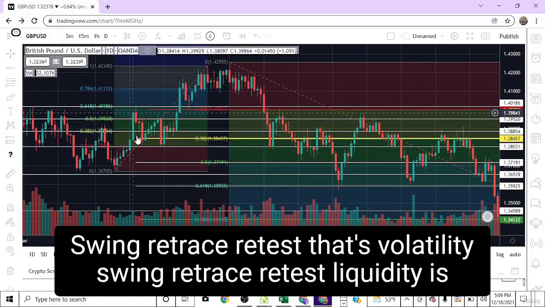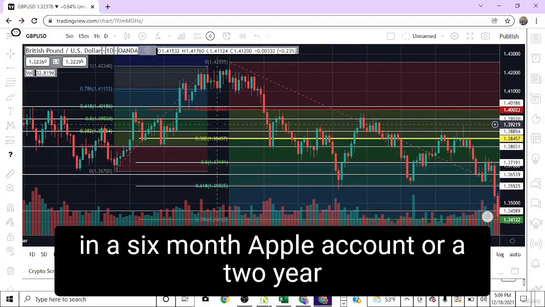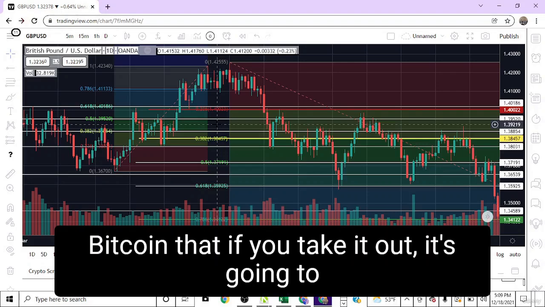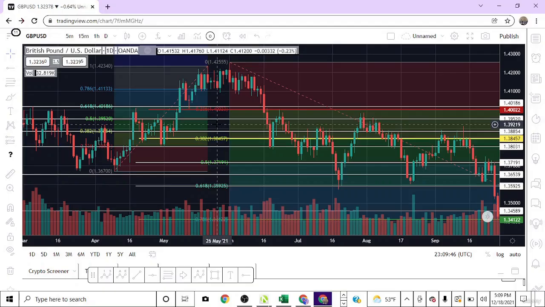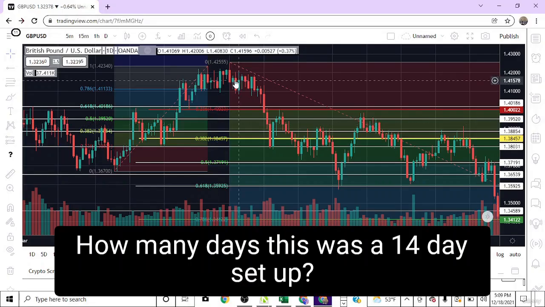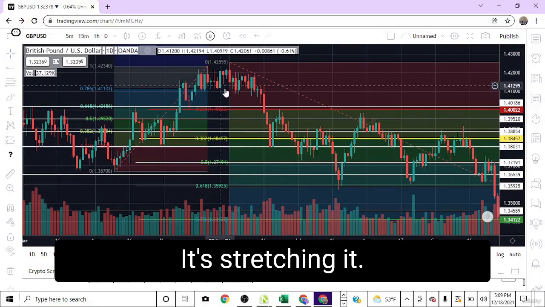Swing, retrace, retest. Liquidity is the ability to get the money, not having it in a 6-month Apple account or a 2-year Bitcoin that if you take it out, it's going to be hard for you to get back in. Remember, this is day trade. We're only in the market how many days? This was a 14-day setup. The longest we hold a trade is 2 weeks. It's stretching it, but we got it.